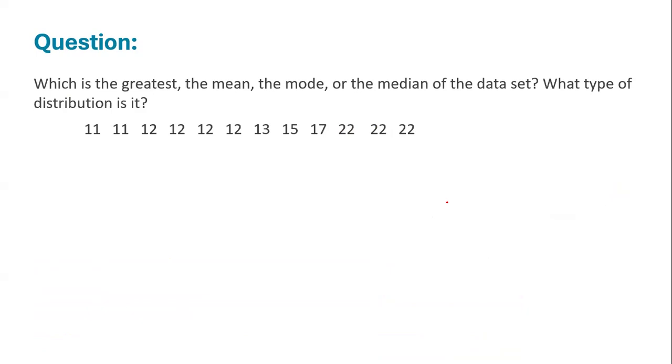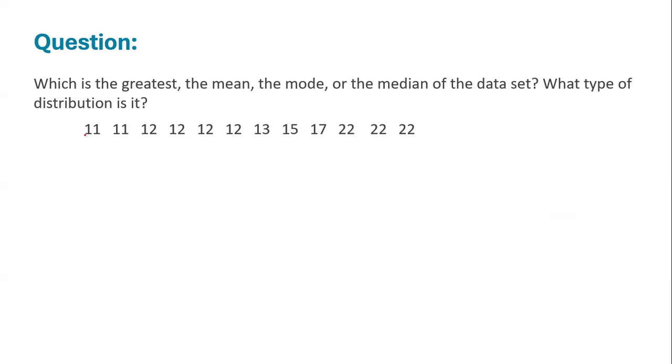What about this question? We have a data set, and it asks which one is the greatest, mean, mode, or median? And based on those three, what's the type of distribution? So we need to find those three: mean, median, and mode. To find the median, we know that we have to put the data in order, and as I see, the data are in order, okay? And then the median is the number that's exactly in the middle. So let's see how many data values we have. 1, 2, 3, 4, 5, 6, 7, 8, 9, 10, 11, 12. Okay, we have an even number of data values.